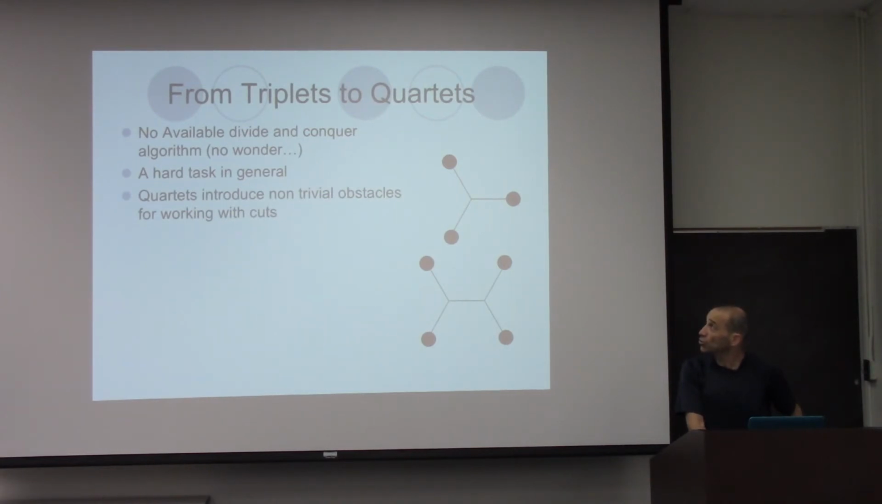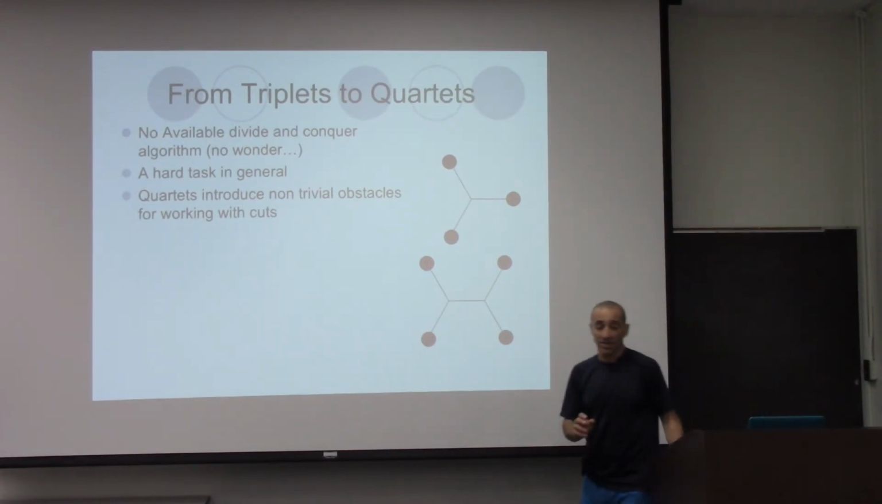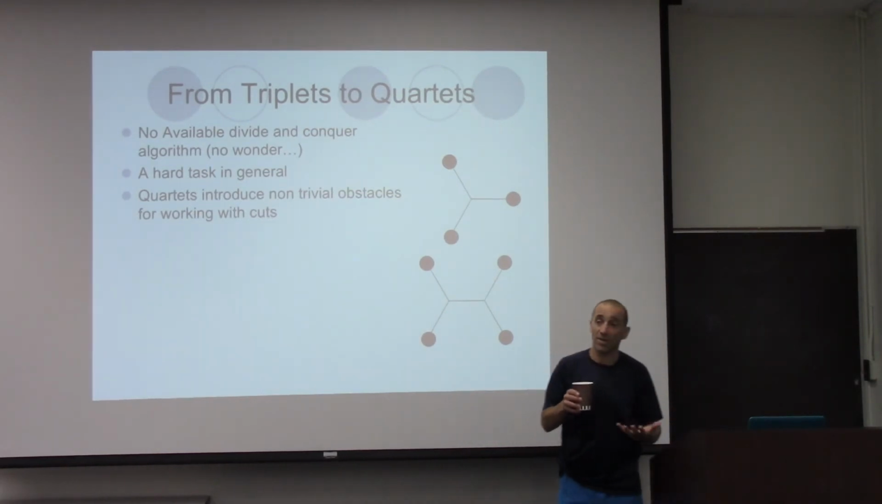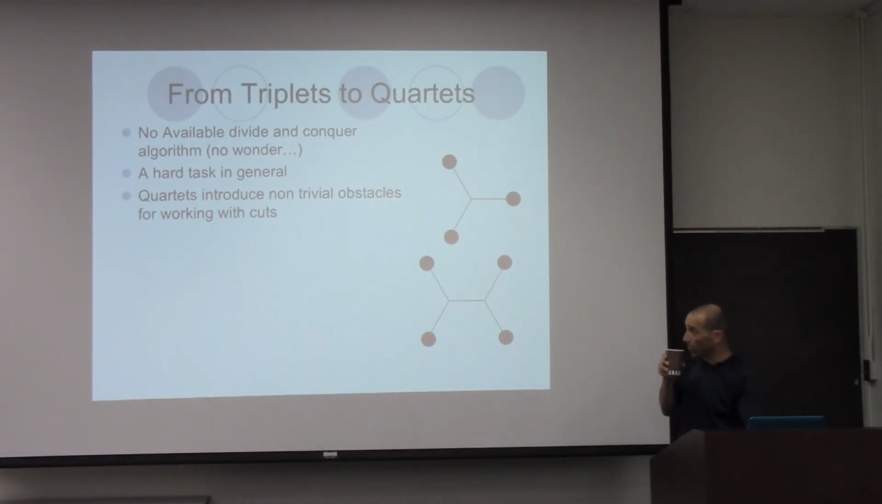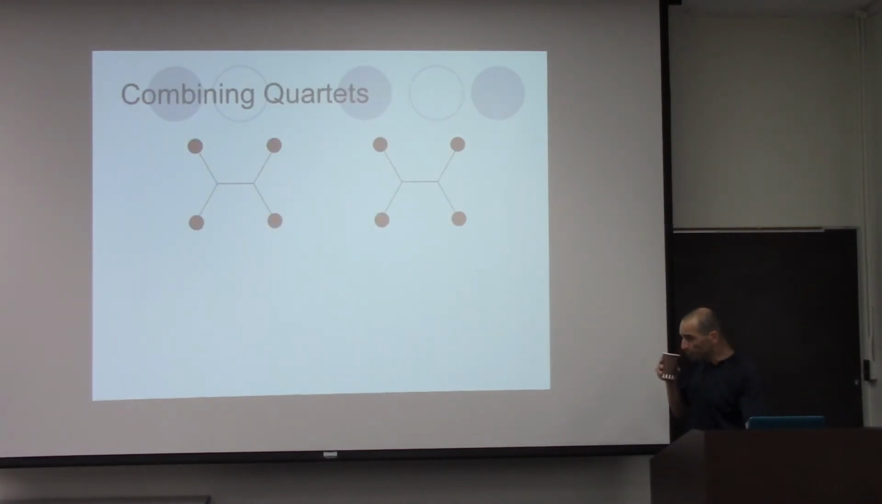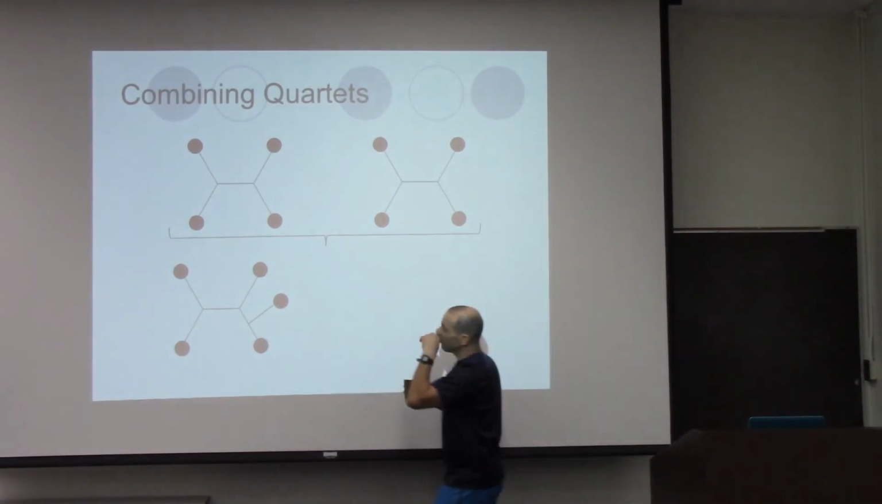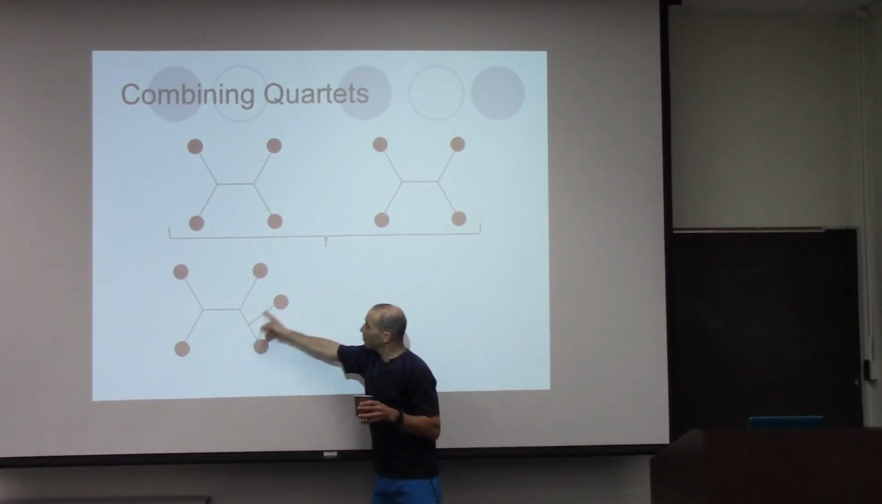Quartets introduce non-trivial obstacles for working with cuts. Even the simple tasks that we have, like the connectivity graph, do not work here. Now let's see how we combine quartets. We have these two quartets. They agree, so we can combine them into this tree. Okay, so 5 is exactly placed here.